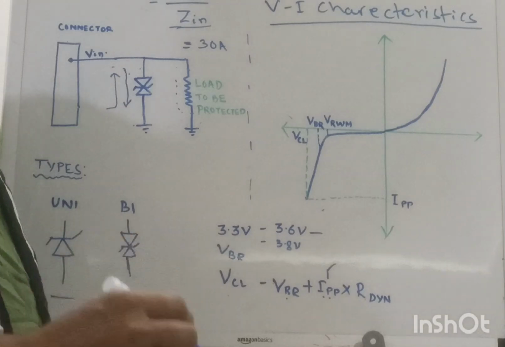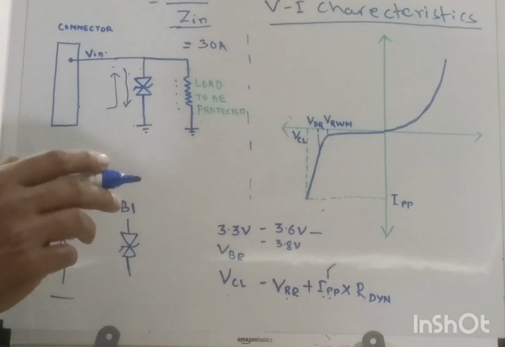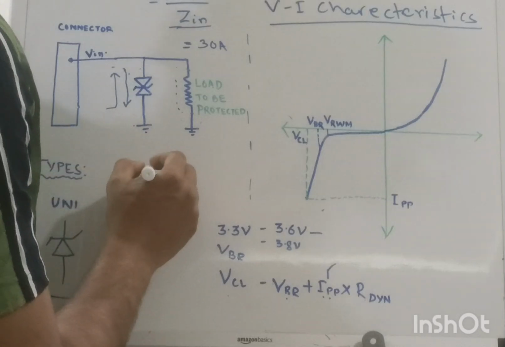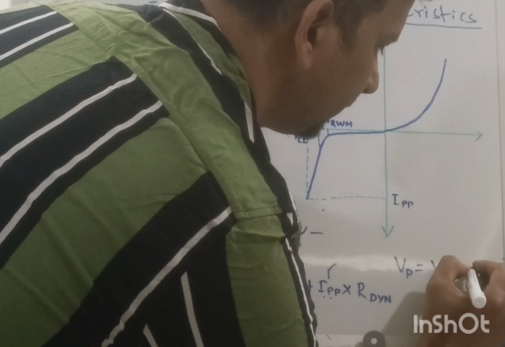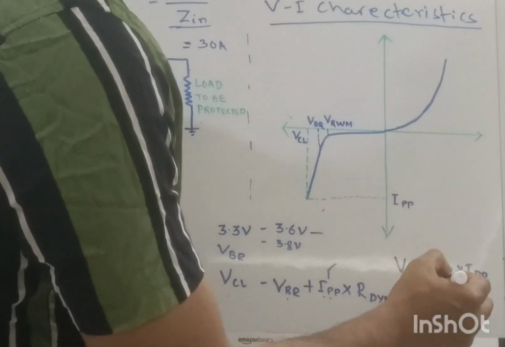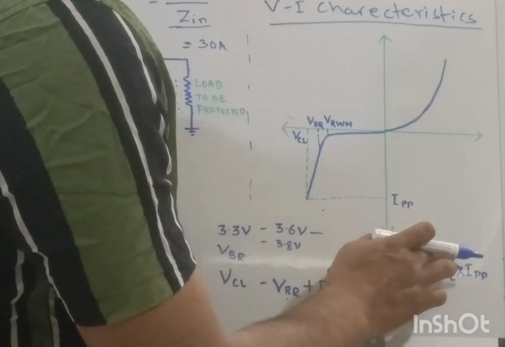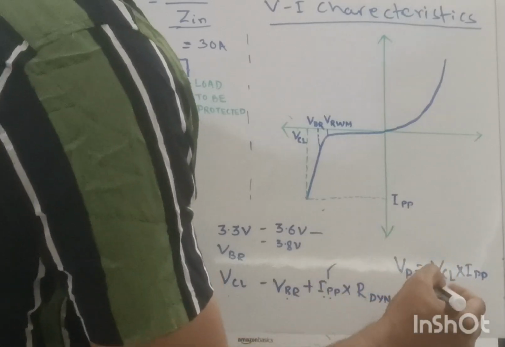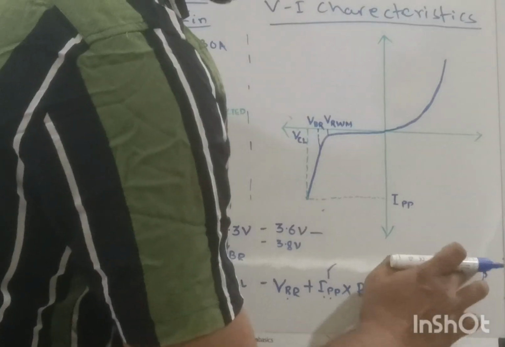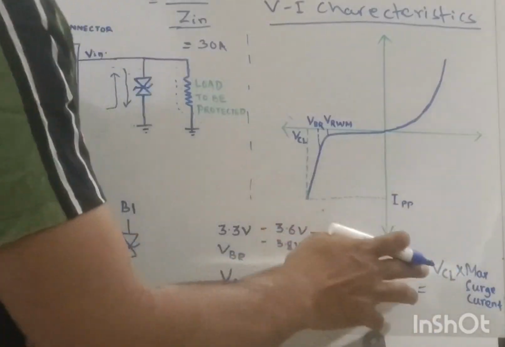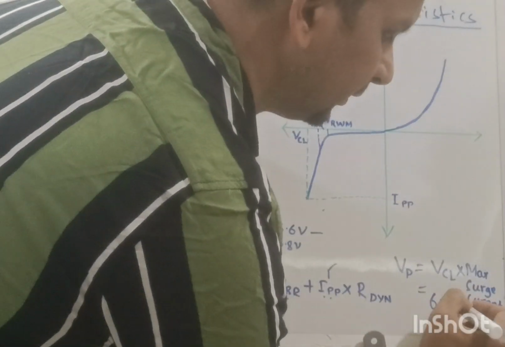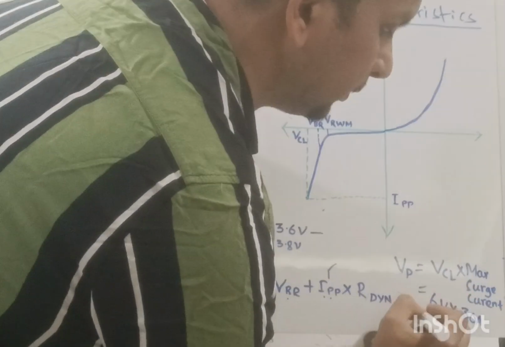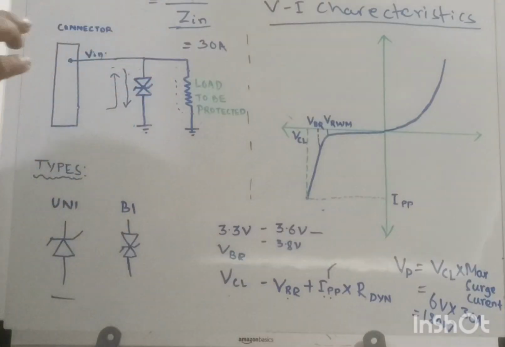Now, one more critical parameter that you need to consider for TVS selection is the power rating of your TVS diode. That can be calculated as VCL multiplied by IPP. This will be as per your datasheet, whatever clamping voltage you have selected for your design, and you know the maximum IPP, the maximum surge current. If your VCL is around 6 volt, multiplied by your maximum surge current of around 30 amps, it will be 180 watt. So you need to select a TVS diode that has a power rating higher than 180 watt.